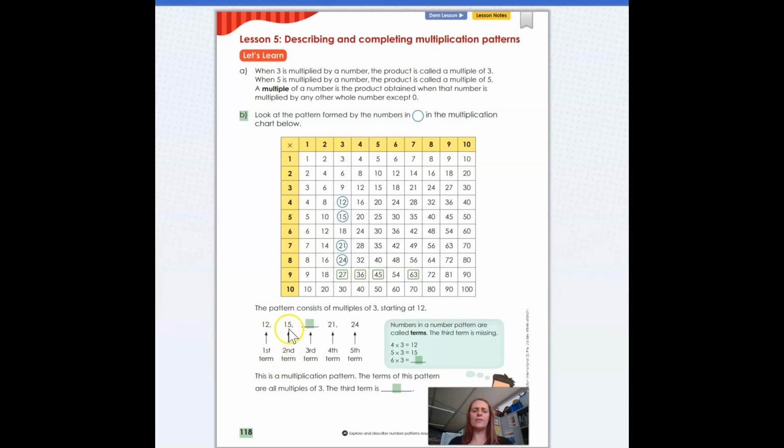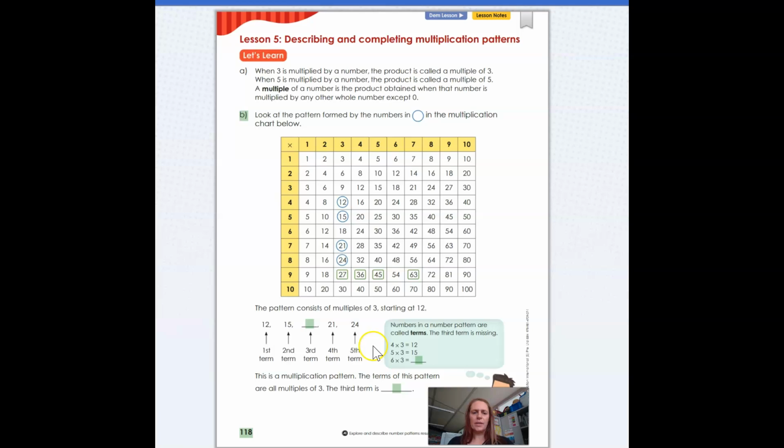Okay, second term here is 15. 15 is a multiple of 3. 3 times 5 is 15. The third term is missing. We'll come back to that. Here we've got the fourth term is 21. 21 is a multiple of 3. 3 times 7 equals 21. And the fifth term here is 24. 24 is also another multiple of 3 because 3 times 8 equals 24.